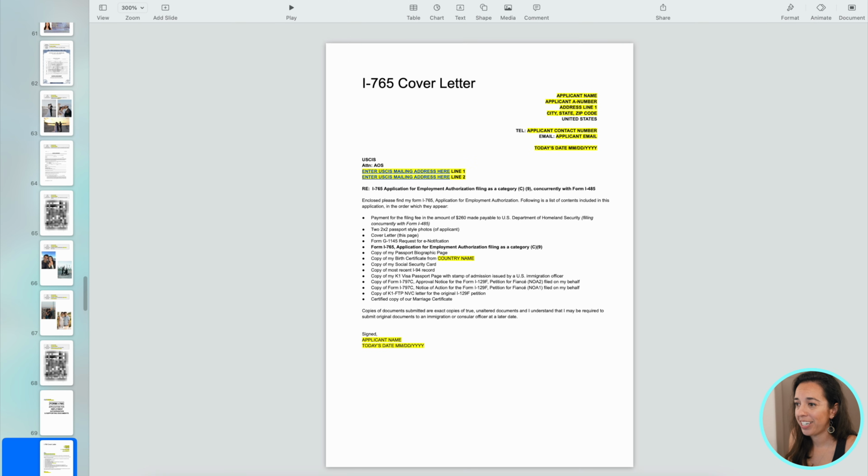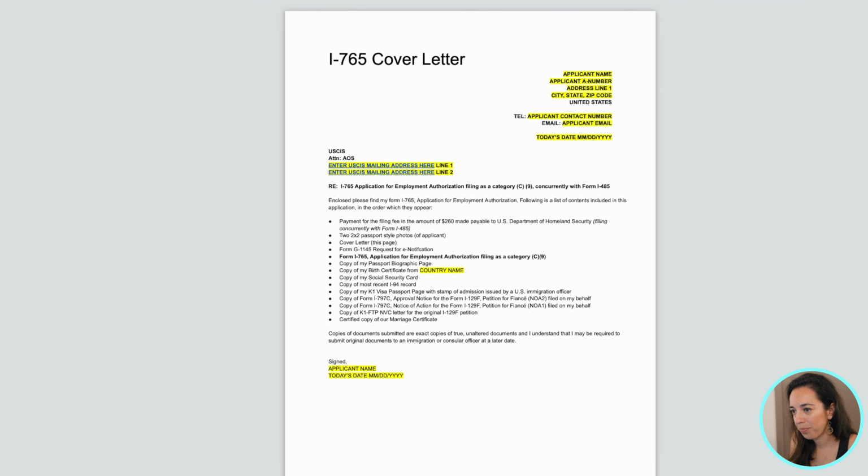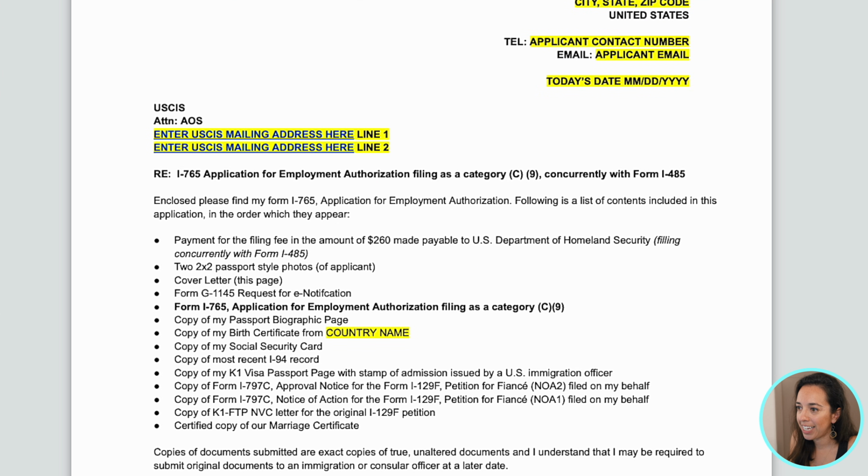Similarly, we included a cover letter for this form. Most importantly, we emphasized that we were filing the I-765 application for employment authorization concurrently with Form I-485, as this meant that the filing fee would be $260 instead of the full price.